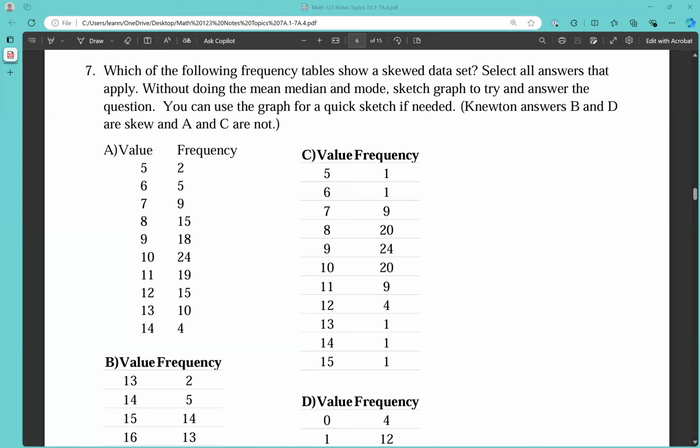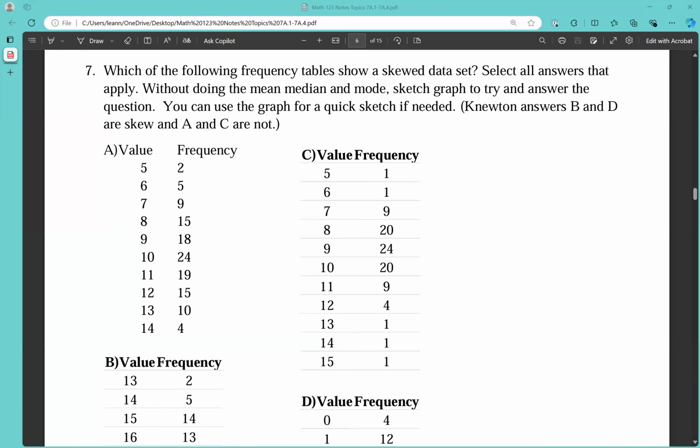Okay, so let's add these up. So that's 2 plus 5 plus 9. This is just how many we have of each of these numbers. And then plus 15. So that would be 20 plus 11, so that's 31. So there's 31 items to the left of my peak. Okay. And then I'm going to add up these. I have 15 plus 10 plus 4. That's going to be 29 items to the right. Now, those are not exactly the same, but they are very, very close. So this graph is going to be symmetric.